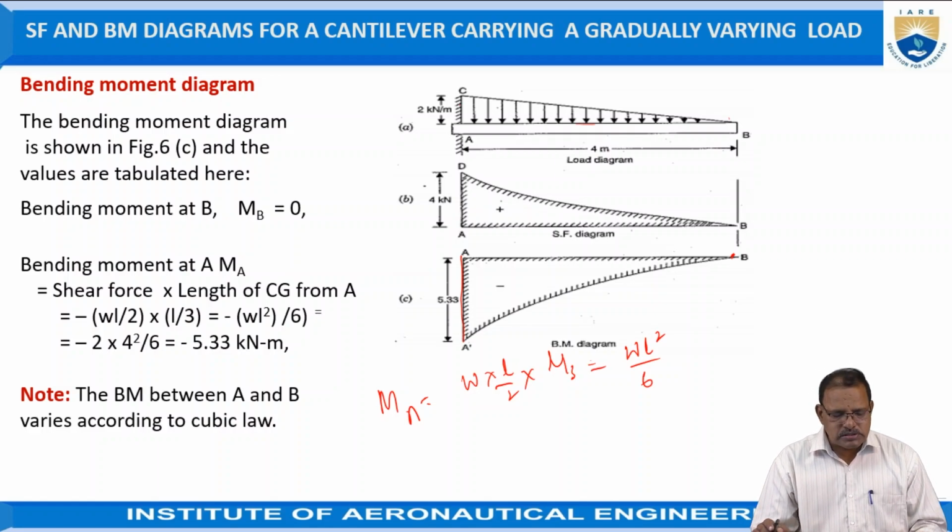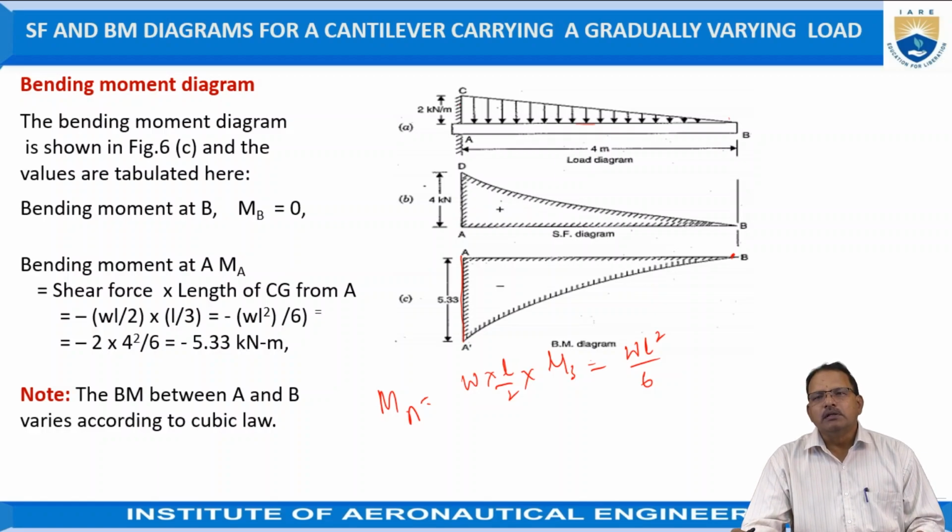By using these relations we get 2 into 4 square by 6, which is equal to minus 5.33 kilonewton meter. The effect of this bending moment deflects the beam in the form of an inverted shape, also called convexity at the top, or the hogging effect. It is treated as negative.